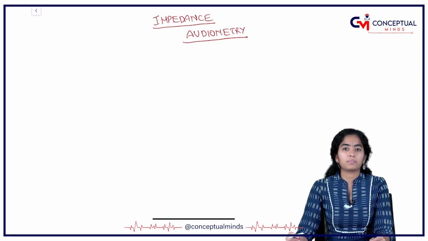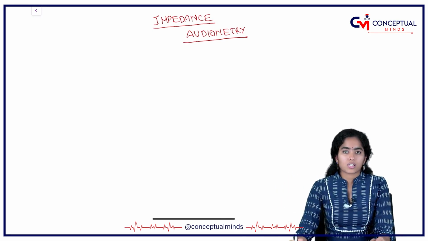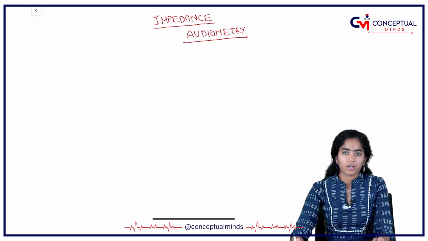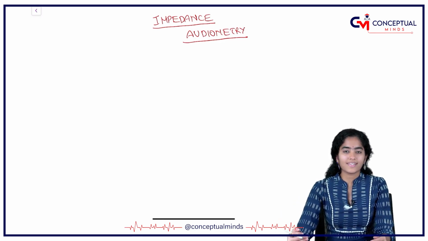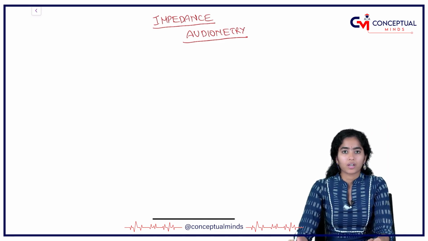I'll tell you the difference. In pure tone audiometry, you provide sound frequencies and the patient has to respond to you. If he hears or not hears, he has to let you know. If he hears, usually they raise their hand in pure tone audiometry. So you need cooperation from the side of the patient.